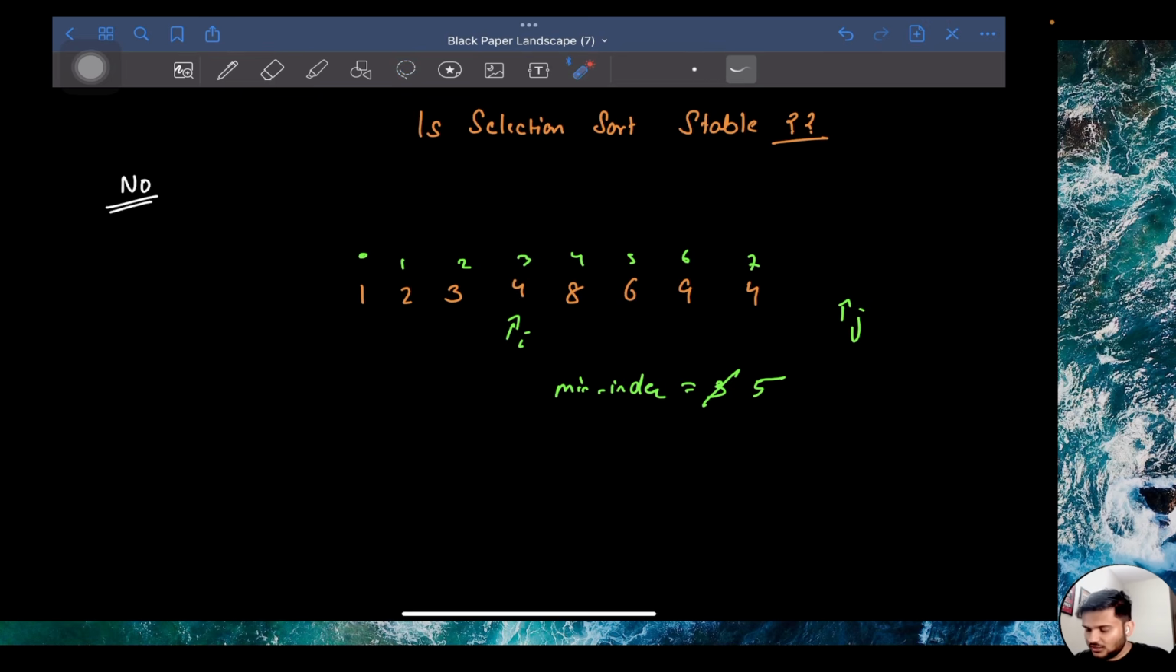So you get a feeling that because this 4 was present first, it is arranged first, and because this other 4 was present later, it will be arranged later. But that's not true always. Let me show you a use case why.